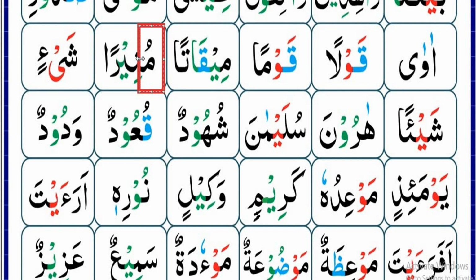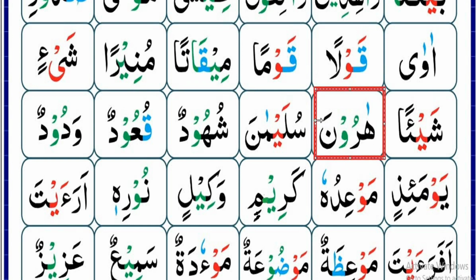It's mim dhamma mu, nun ya kasra ni, muni, ra fathatain ran, muni run. And there's one madda letter, and that is ya madda. Sheen ya fatha shay, hamza kasratain in, shay in. That ya here is a leen letter. Sheen ya fatha shay, hamza fathatain an, shay an. Again, ya is a leen letter.